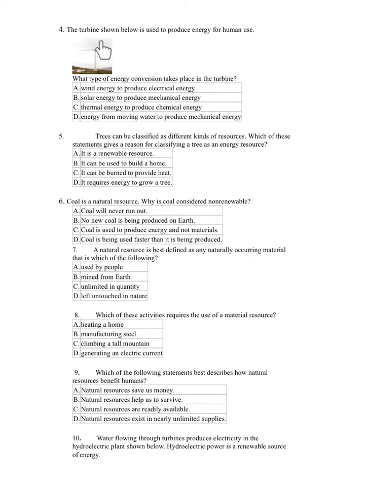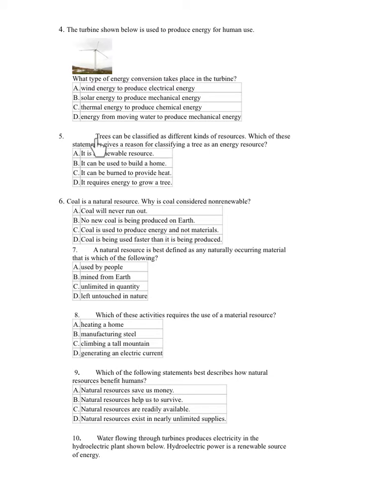Number 4. The turbine shown below is used to produce energy for human use. What type of energy conversion takes place in the turbine? A. Wind energy to produce electrical energy. B. Solar energy to produce mechanical energy. C. Thermal energy to produce chemical energy. D. Energy from moving water to produce mechanical energy.